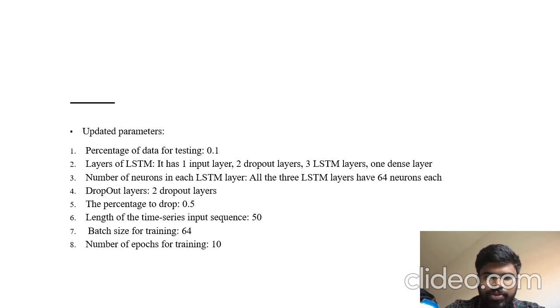The length of the time series input sequence is 50. Batch size for training is 64. Number of epochs for training is 10.